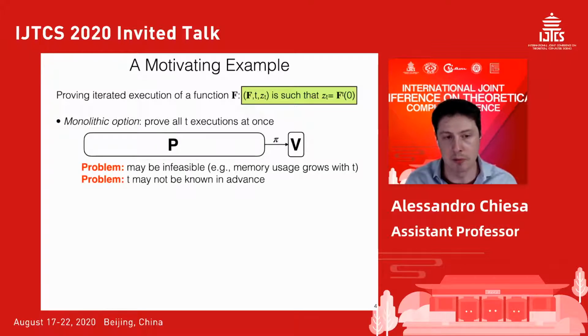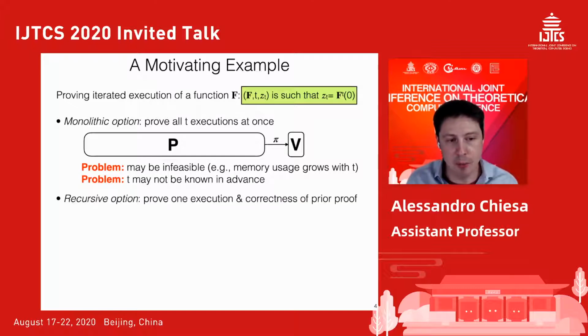However, there are two problems with this. One is that this may be infeasible. If t is large enough, because most SNARG prover implementations have memory usage that grows with t, at some point this is just going to be infeasible. It's just not going to fit even in a huge machine. Another problem is that t may not be known in advance. It actually could be that this f of f of f of f is just some ongoing or everlasting computation, and there is no final t. It just keeps on going.